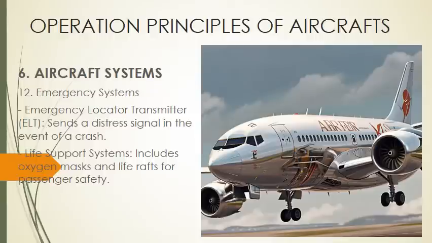So emergency systems. In the event of a crash, the emergency locator transmitter will send a distress signal, perhaps to the nearby station, to the nearby depot, so that such a station can send support and a rescue team to come look for the airplane that has crashed. There are also life support systems on board the aircraft, such as oxygen masks and life rafts for passenger safety. Say the aircraft crashes into an ocean, so there should be oxygen masks and life rafts for passenger safety.